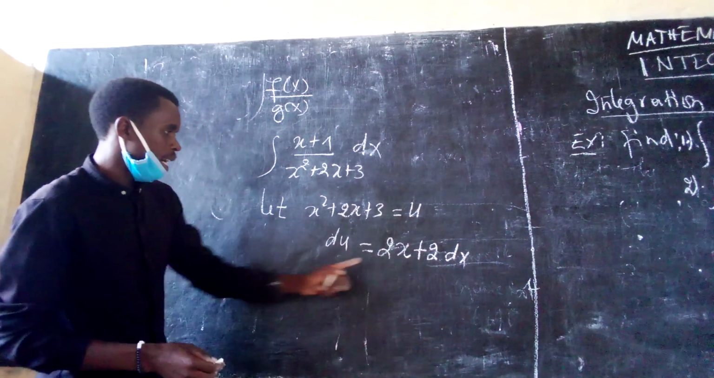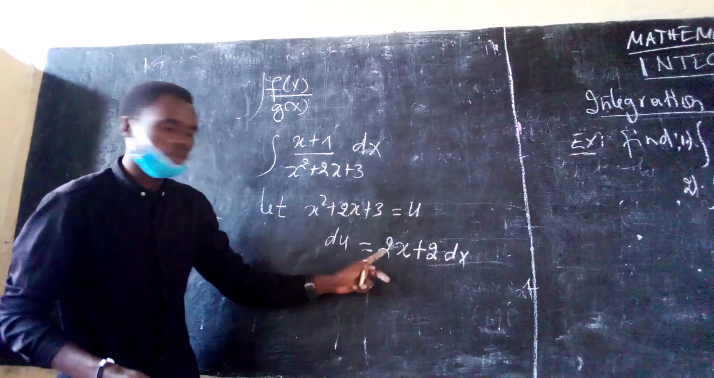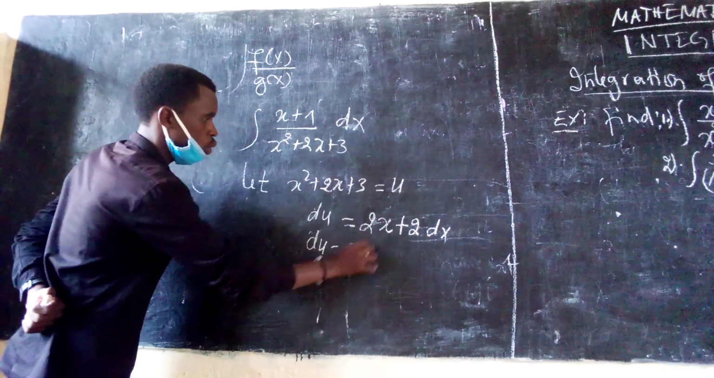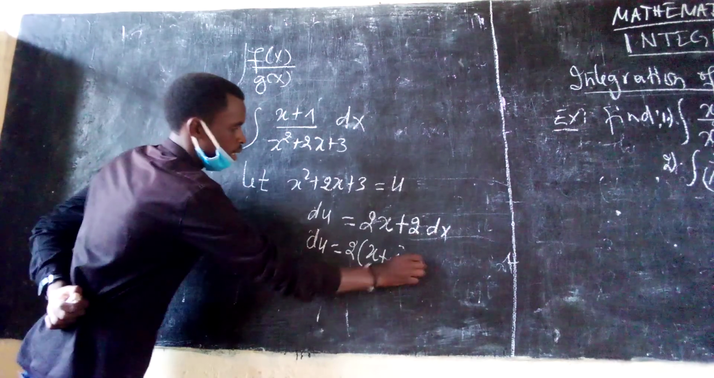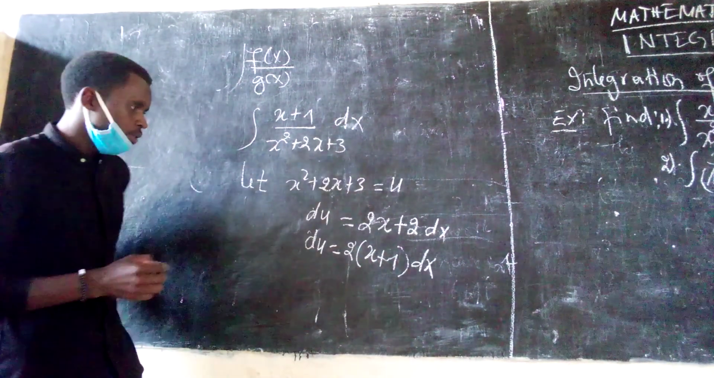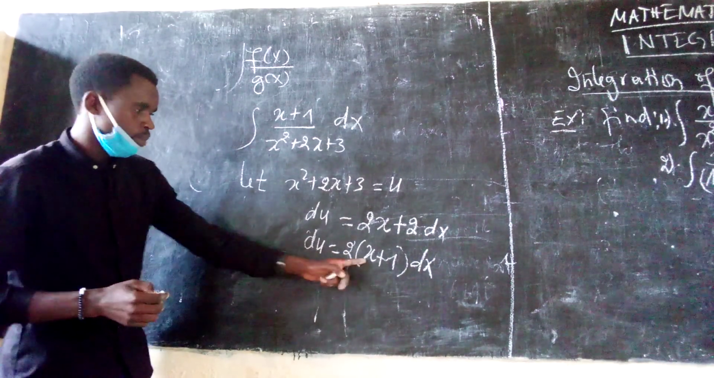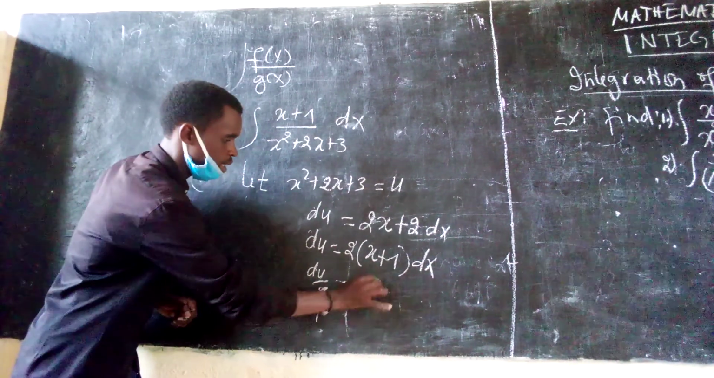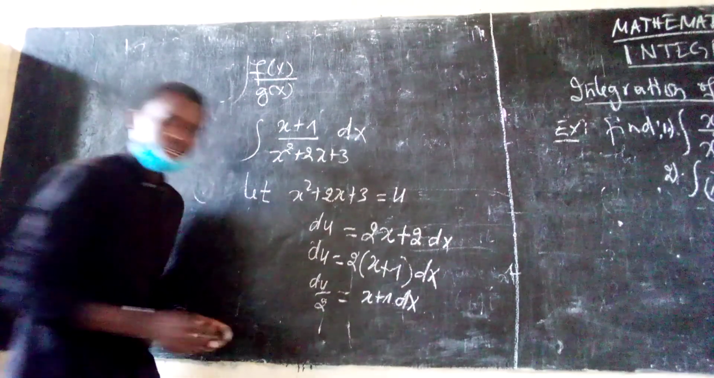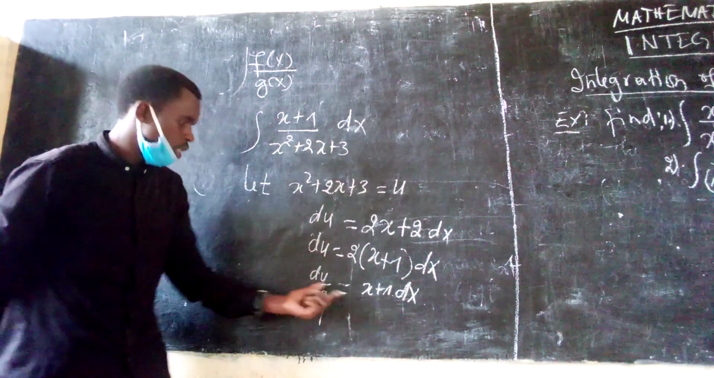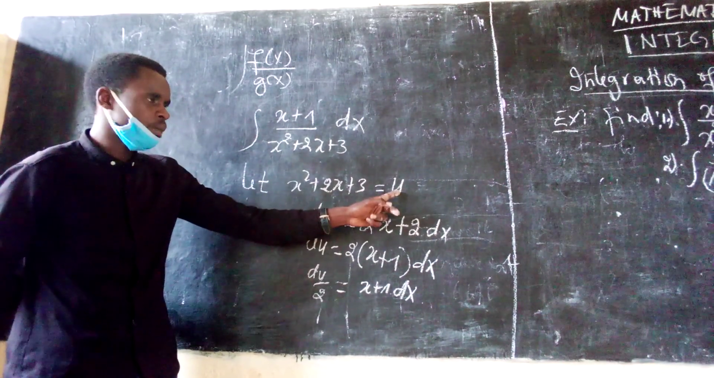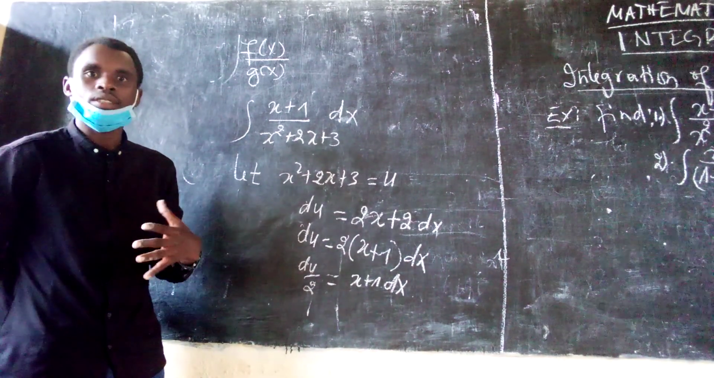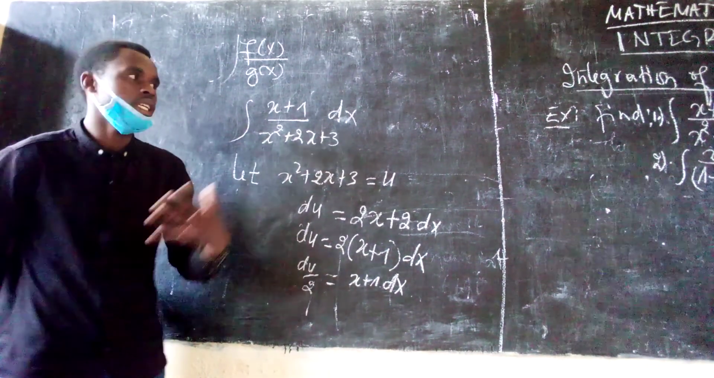Here, we may factorize and get du equals 2 times (x plus 1) dx. After getting this, we can divide both sides by 2 and get du over 2 equals (x plus 1) dx. Then, at this step, you check whether the derivative of the denominator is related to the numerator that we were given in our question.